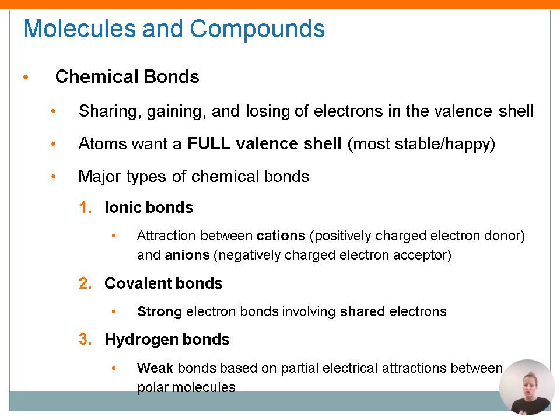Covalent bonds are very strong bonds that exist when you have two atoms that share electrons with each other. And again, there are two types of covalent bonds. We can have a polar covalent bond and a non-polar covalent bond, which we will talk about. And then finally, hydrogen bonds. Hydrogen bonds are weaker bonds that exist between two polar molecules.